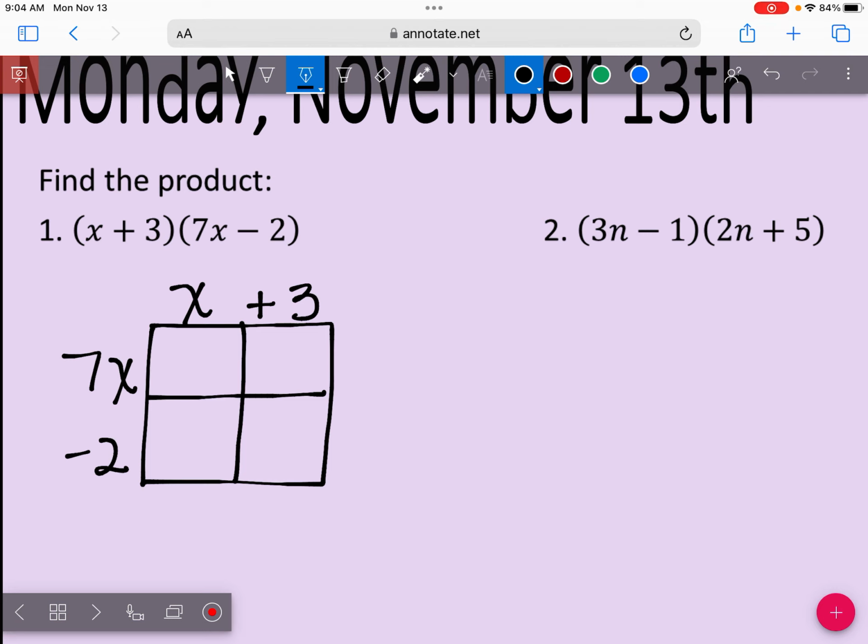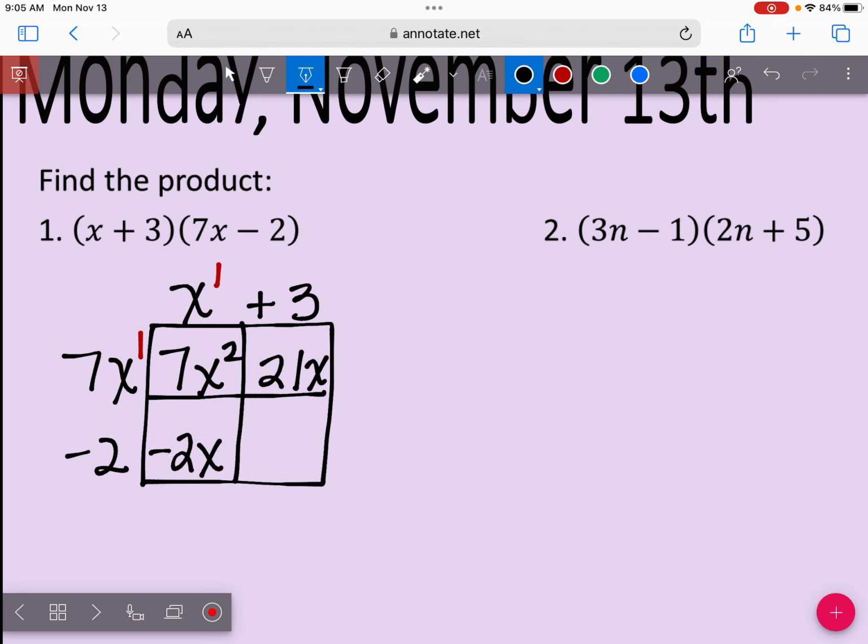So 7x times x is what? 7x squared, because remember, you're adding the 1. So 1 plus 1 is x squared. 7x times 3 is 21x.